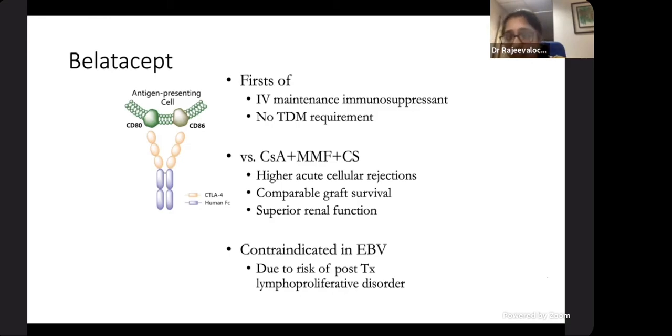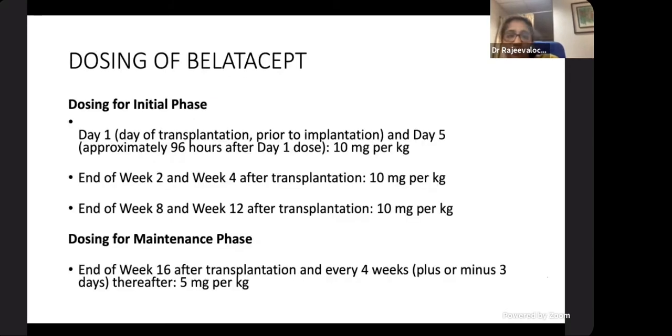Generally, no therapeutic drug level monitoring is required. However, in very high risk groups, there may be higher acute cellular rejections. There is comparable graft survival and superior renal function. So Sirolimus, Everolimus, and BELATACEPT can all be used whenever we are facing CNI toxicity. It's contraindicated in EBV due to the risk of post-transplant lymphoproliferative disorders.